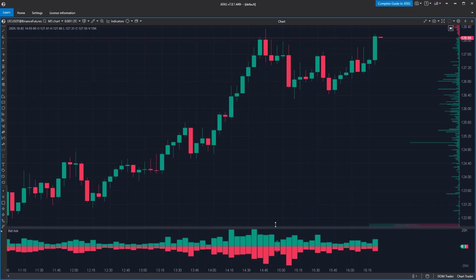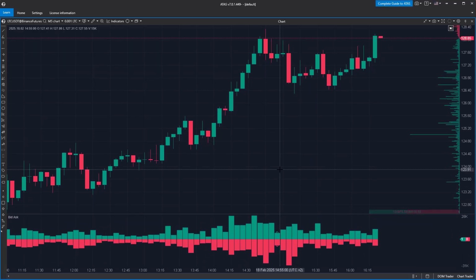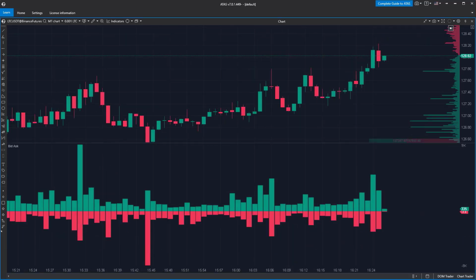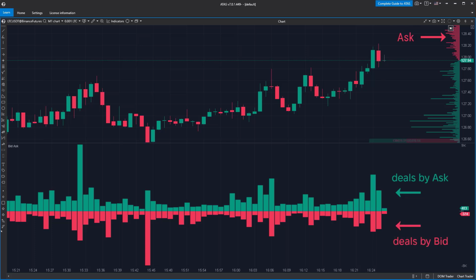By default, the indicator appears below the price chart as a histogram above and below the zero line. Bids are shown in red, and asks in green. Simply put, green bars indicate that market buy orders are absorbing available limit sell orders from the order book, while red bars show that aggressive sellers are accepting the existing bids from buyers.